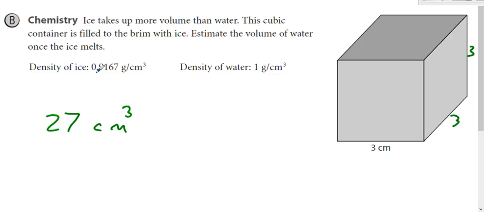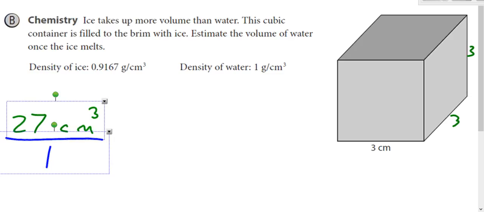So if we use this density of ice as our conversion factor, we have centimeters cubed on top in the numerator. This gets a little bit tricky, so I'm going to rewrite this density of ice. Since we've got a fraction here, that centimeters cubed is already in the denominator. It's really written out this way.